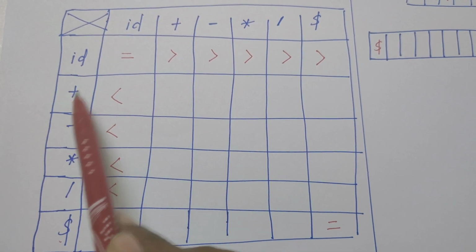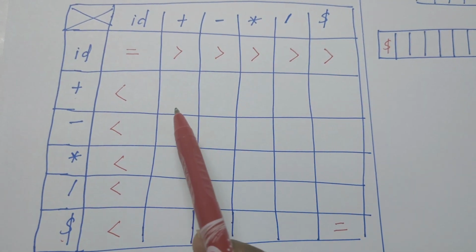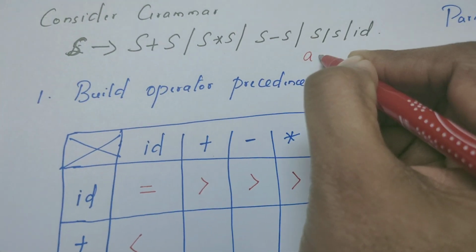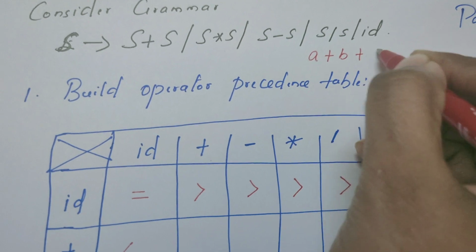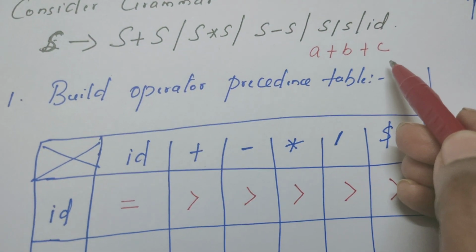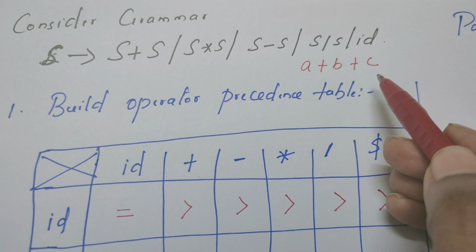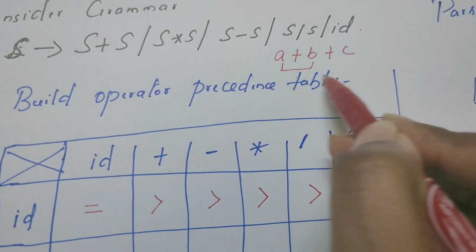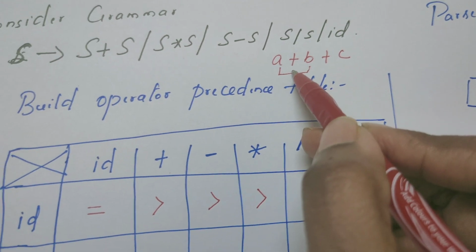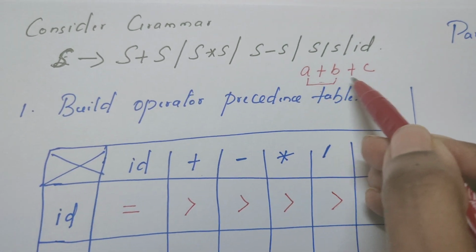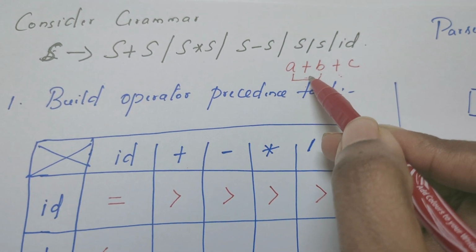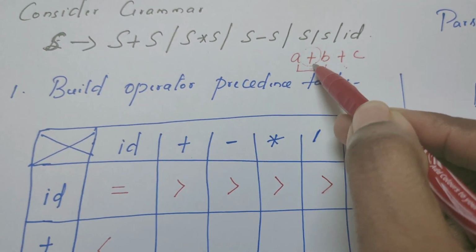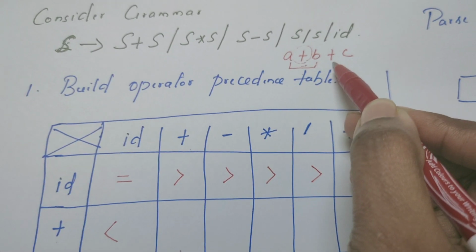When you compare plus and plus, what is the precedence relation we need to define? Suppose you take an expression like A plus B plus C. Which operation will we be performing first? First A plus B, and the result will be added with C. Because when there are two operators of the same precedence, we go for left associativity, right? So this plus is having higher precedence than this plus, isn't it?